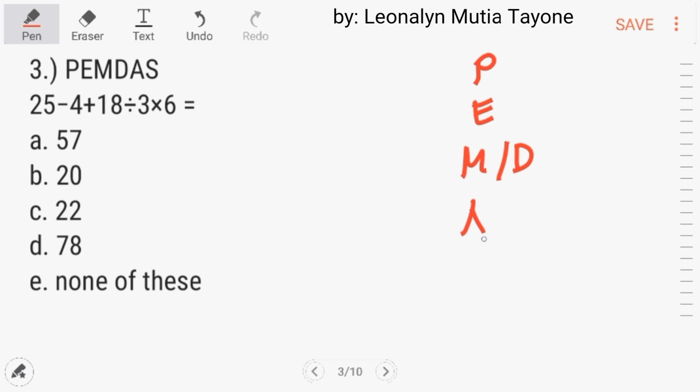Next is addition or subtraction. They rank equally. So kung alin ang mauna. Kung nauna ang subtraction, unahin natin. Kung nauna ang addition, yun din ang unahin natin.